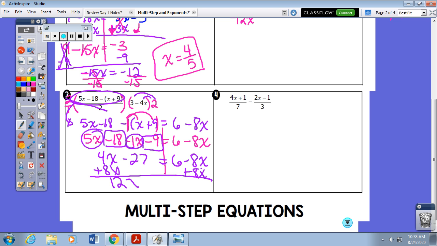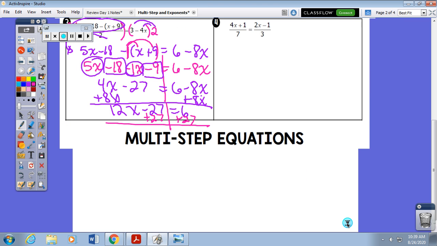So I end up with 12x minus 27 equals 6. Keep going. Plus 27 on both sides. So I end up with, promise this fit on my page in class, 12x equals 33. Divide both sides by 12. Make sure to simplify. X is equal to 11/4. Okay? X is equal to 11/4.